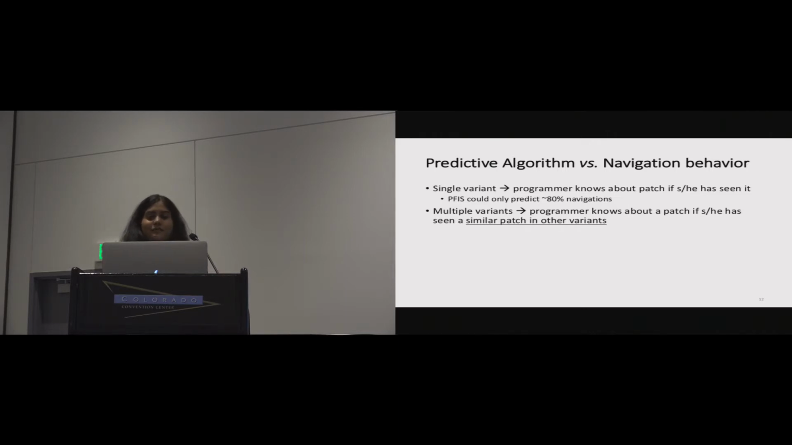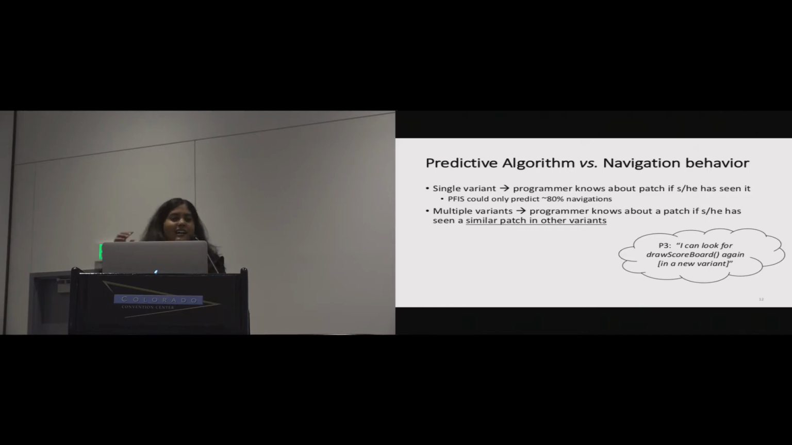So here's an example of a participant. She saw a method draw scoreboard in one variant, went to another variant and directly tried to look for draw scoreboard. But PFIS said, oh, you've not seen this variant before, so I cannot predict. But the programmer actually knew what the content of that method was and deliberately made that navigation. So PFIS-V accounts for this, and it predicted approximately 90% of all navigations, which is 10% more navigations.